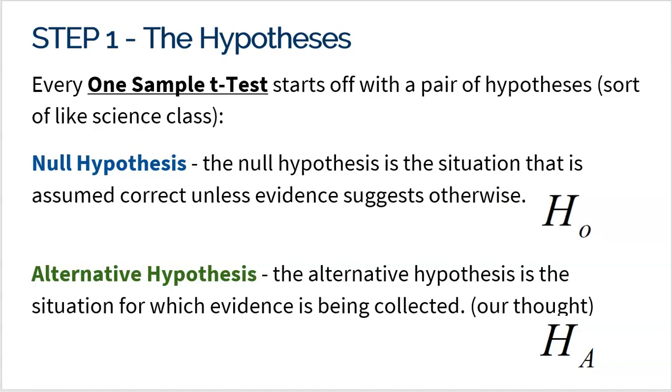So every one-sample t-test starts off with a pair of hypotheses, right? Kind of like in science class. You have the null hypothesis and the alternative hypothesis. So the null hypothesis is the situation that is assumed correct unless evidence suggests otherwise. So we use a little H sub 0. The null hypothesis is what the problem says is true. For us, that's 220 milligrams. And the alternative hypothesis is what we think, right? This is what we're hoping evidence supports. This is what we're wondering. We're wondering, is it really less? And that is H sub A, the alternative hypothesis.